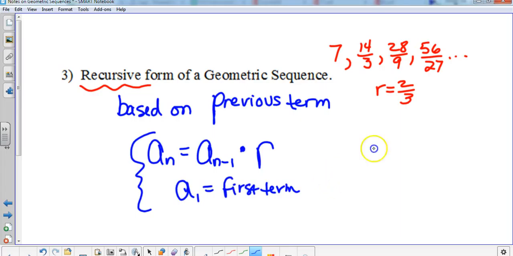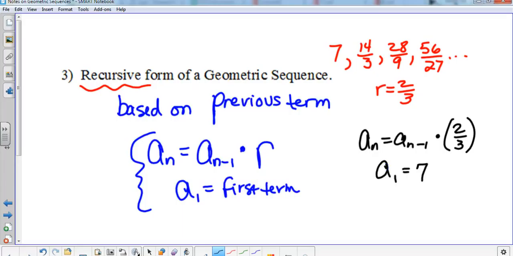Okay. So can you give me the recursive form of this one right here? A sub n equals a sub n minus 1 times 2/3, where a sub 1 is 7. Can anybody give me the explicit form for that same one? A sub n equals?